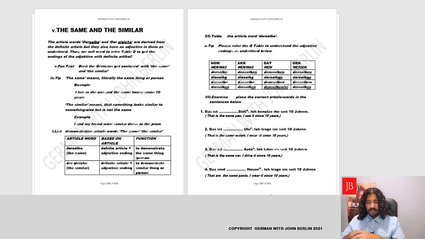It's also derived from the definite article like der, die, das, die, and it also has an adjective like gleiche. So we need the adjective ending. Both are used to demonstrate sameness. The first is used for the same thing or person, the other for a similar thing or person. So let's look at the first table of the same.